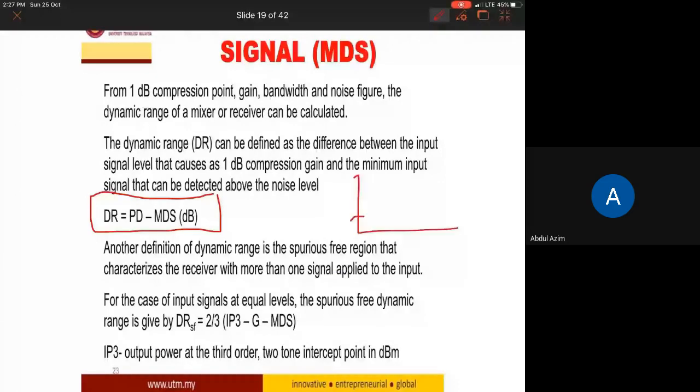Normally in my course there will always be a basic question related to this. You need to know how to calculate the DR based on the PD and MDS. I think every year in the final exam, a question is asked about this dynamic range.